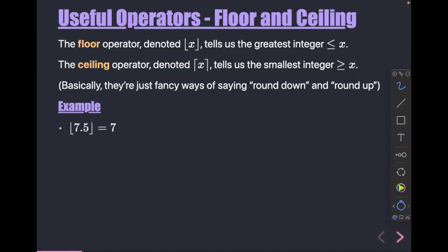So for 7.5, the floor of that is going to be 7. The ceiling of 7.5 is going to be 8.